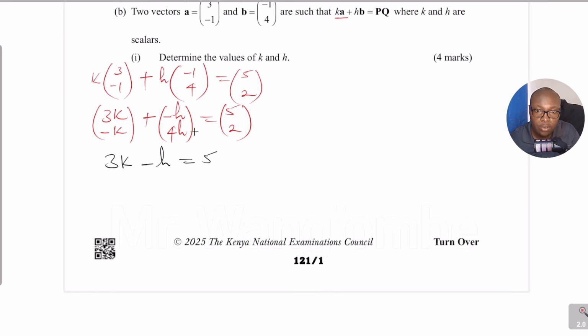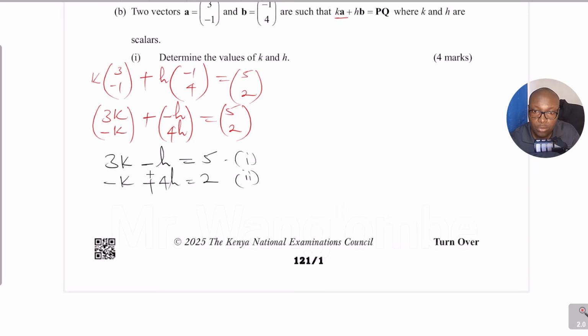And then the second equation, you take the lower one, -K plus 4H is equal to 2. So you can see you have two simultaneous equations that you formed here. Solve these simultaneous equations using any suitable method.